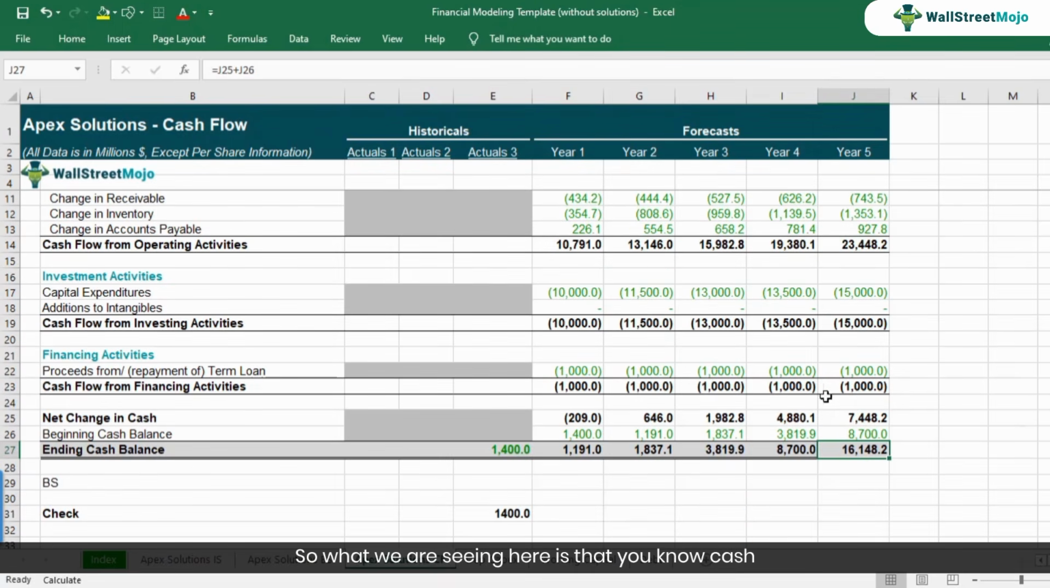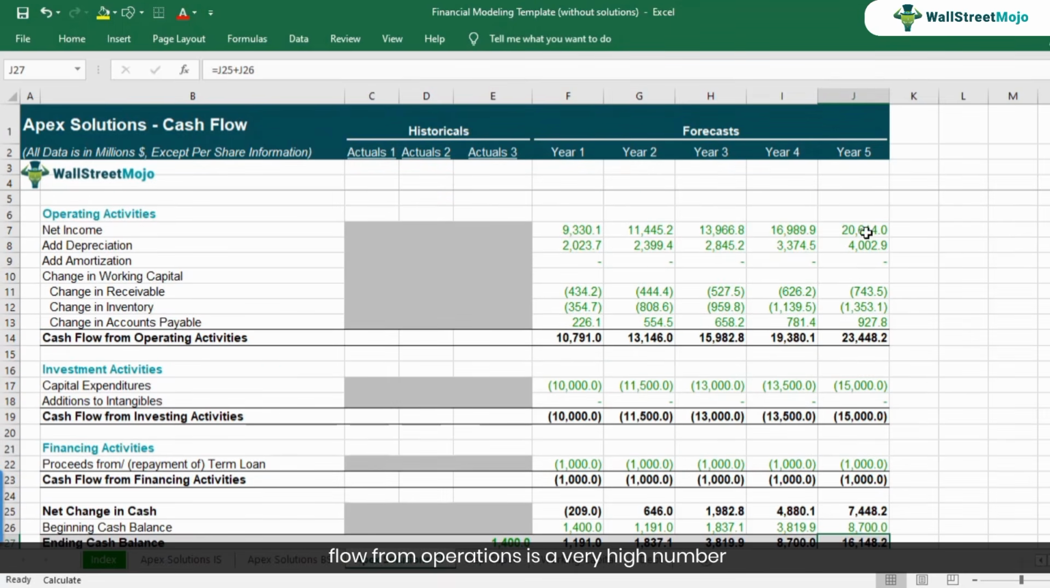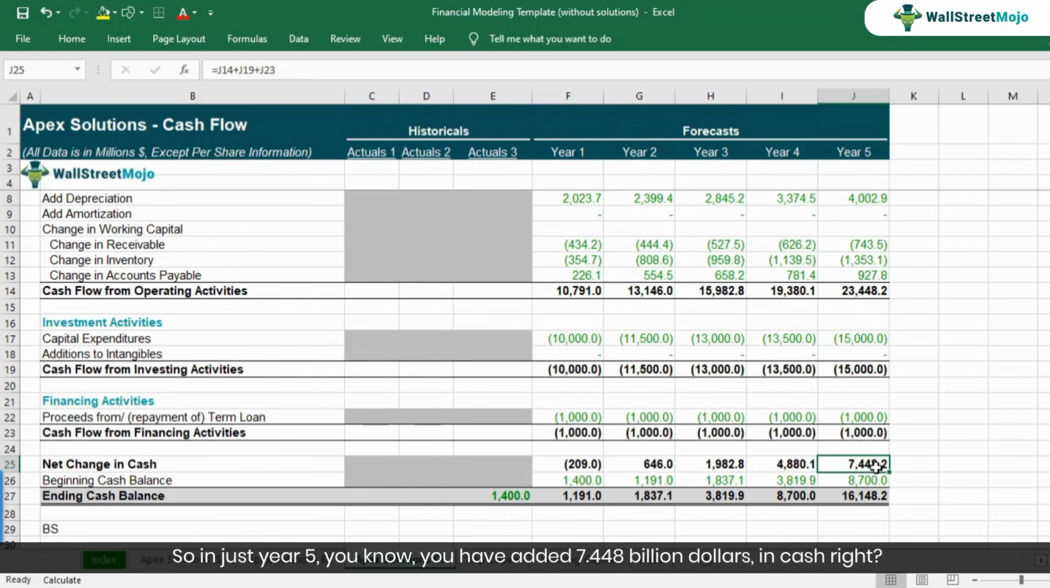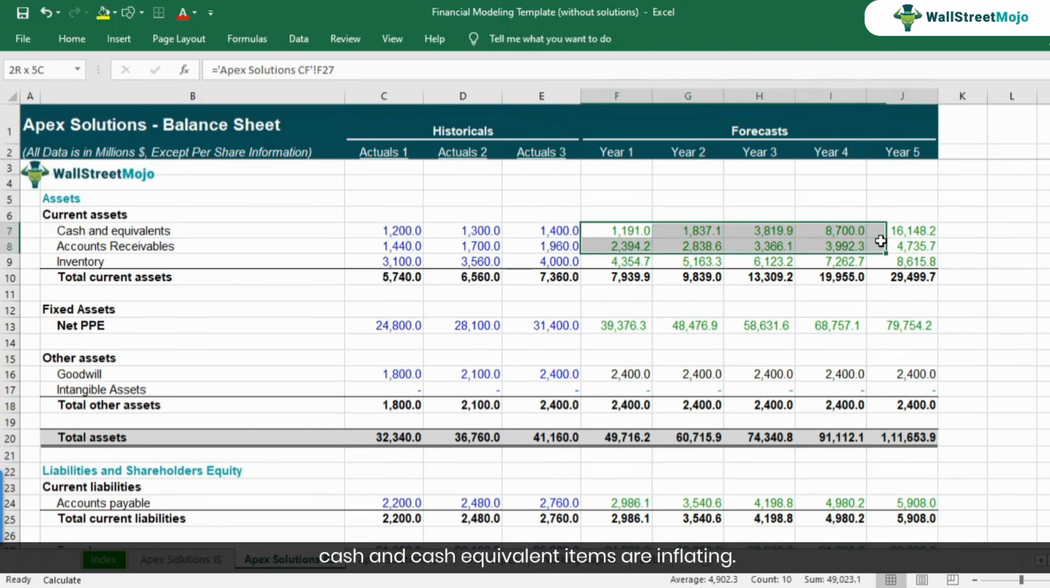What we are seeing here is that cash flow from operations is a very high number. It's 23448, right? And cash flow from investments and financing is a very low number. So each year keeps adding a very high number. In just year 5, you have added $7.448 billion in cash. That's the reason your balance sheet cash and cash equivalent items are inflating. These are the type of exercises or analysis you should think of and continue to do.